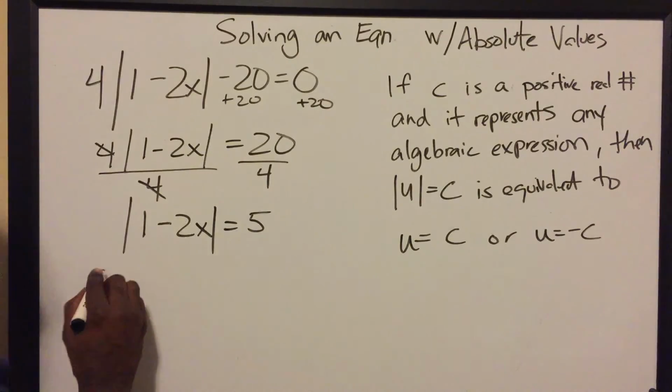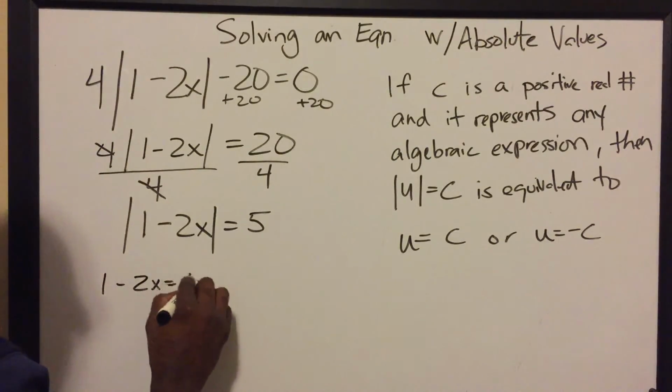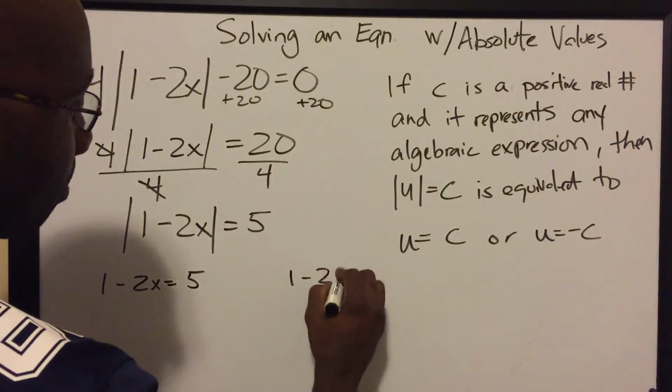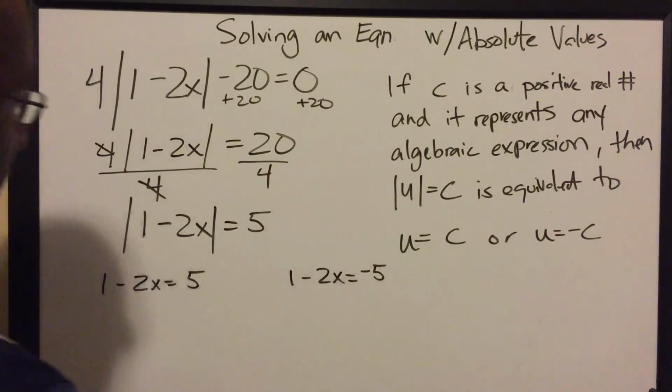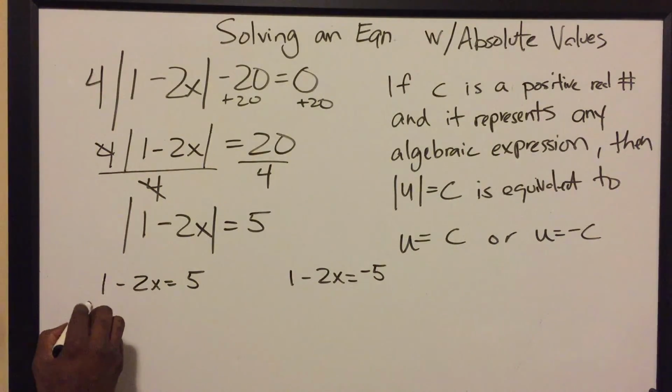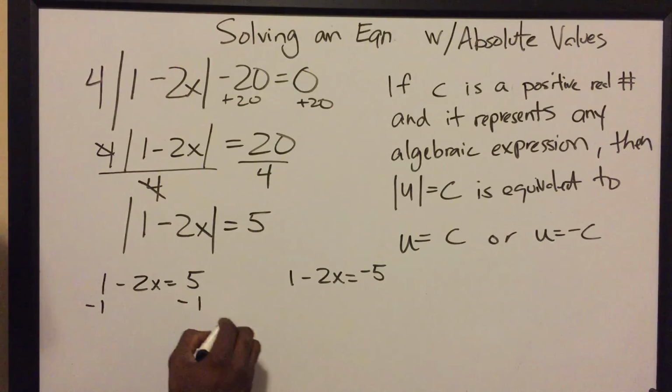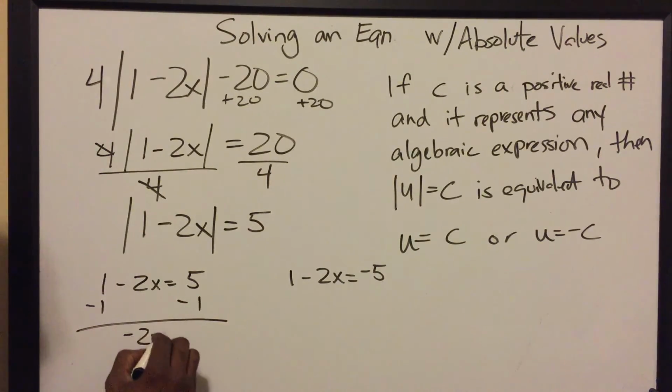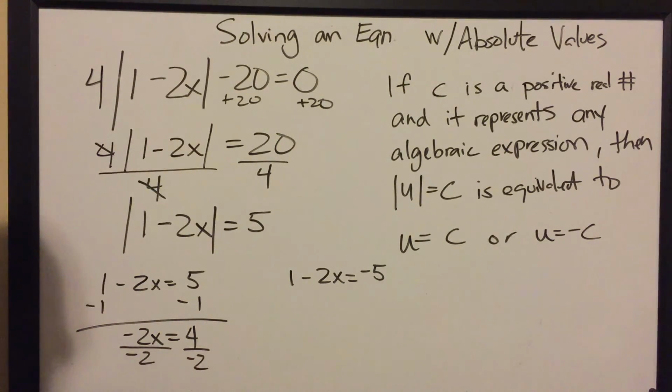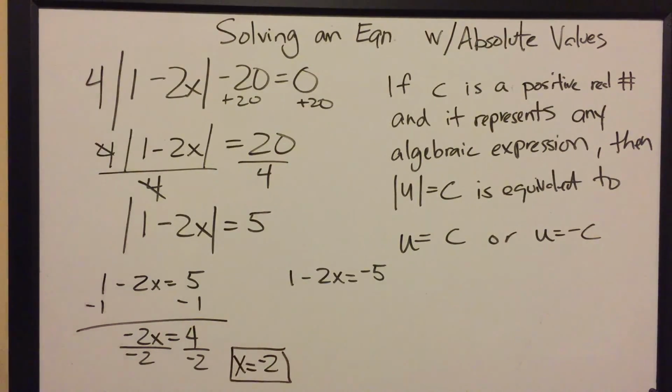So we can say 1 - 2x is equal to 5. 1 - 2x is equal to negative 5. And now if we subtract one here and subtract one there, it's -2x is equal to 4. Divide both sides by a negative 2. Remember, that is negative. If we do that, then our answer would be x is equal to negative 2.